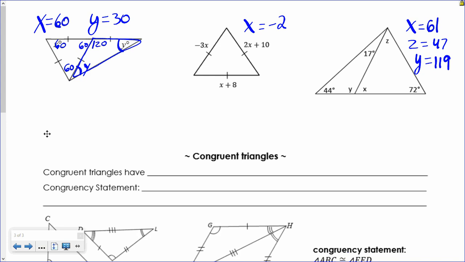For this one, all three sides are congruent. Please do not try to write an equation saying that negative 3x equals 2x plus 10 equals x plus 8. Right? An equation doesn't use three things, it only uses two. Does it matter which two I set equal to each other? No. You take your favorite two, equal them to each other, solve, you'll get the same answer regardless of which two you use. Okay?